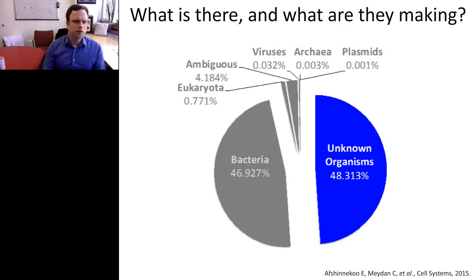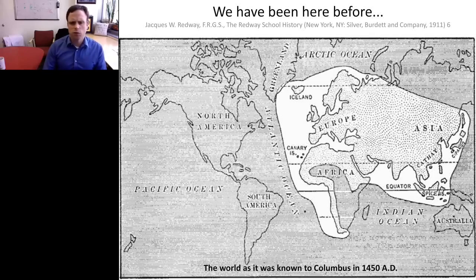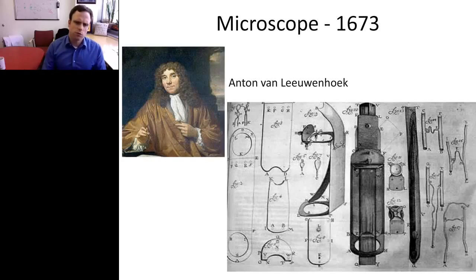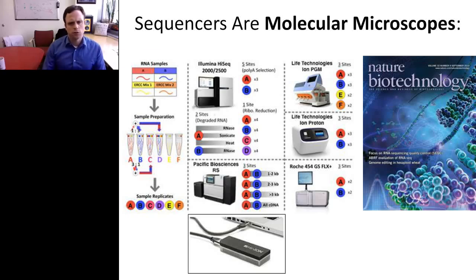So this is actually not the first time that we've been in this situation where half the world around us is unknown. I would say this was true, of course, when Columbus and Magellan set sail. This was the world as they thought it was when they went out, of course, missing literally half of it. And I would argue that the same thing was true when we invented the microscope. Suddenly we could visualize this hidden world that was literally under our fingertips. And today, sequencers represent molecular microscopes that let us visualize this world.